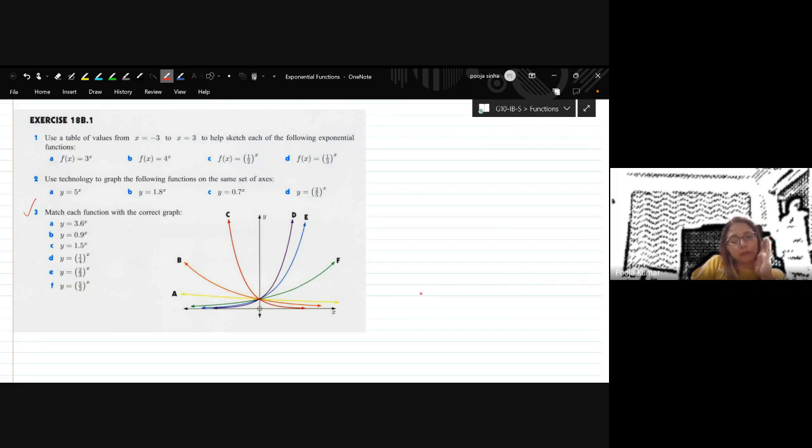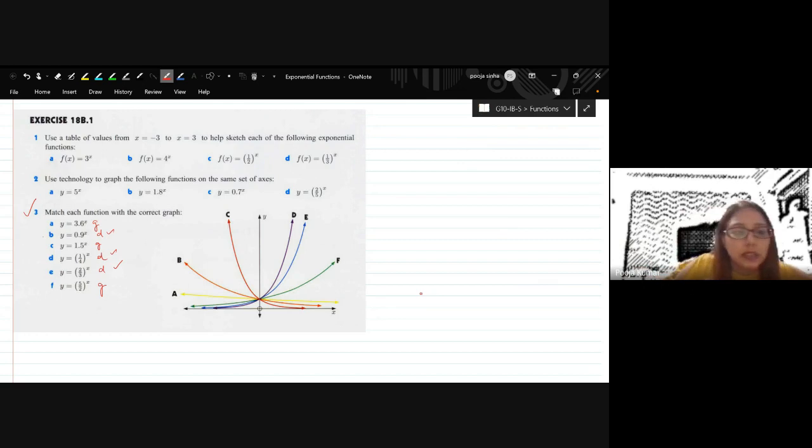Let me first divide it into 2 parts. Which ones are growth? B, E, F. This is growth, this is decay, this is decay, this is growth. Because 5 upon 2 will be greater than 1. Right? So now we have these. Among these three, which ones will be B, C, A?